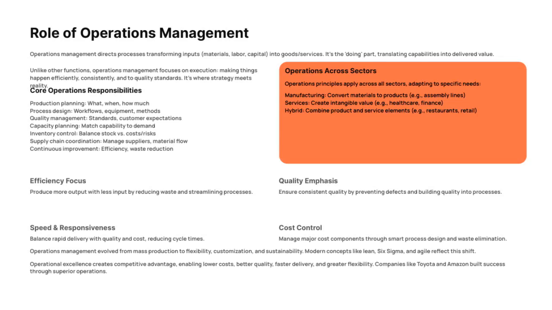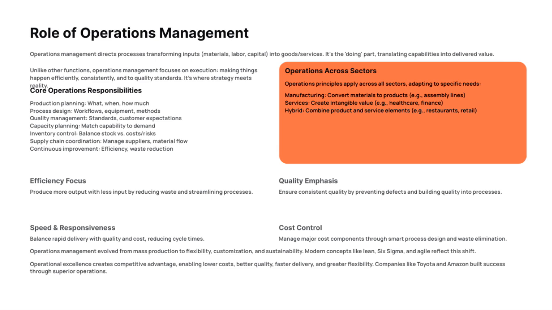Operational excellence is really about creating a competitive advantage. When companies excel in their operations, they can achieve lower costs, better quality, faster delivery, and greater flexibility. You see this clearly with companies like Toyota and Amazon, who have built their success through superior operational practices. Operations management has evolved significantly over time. It's moved from traditional mass production toward more flexible, customizable, and sustainable approaches. Modern concepts like Lean, Six Sigma, and Agile methods really reflect this shift toward more efficient and responsive operations.